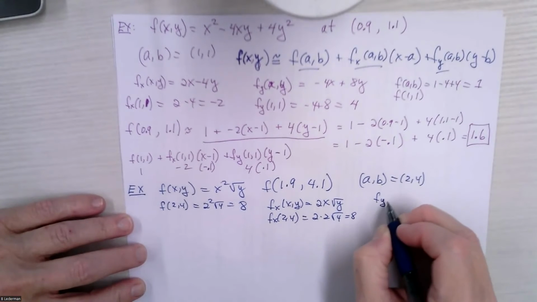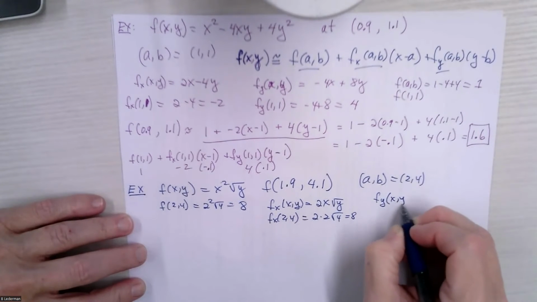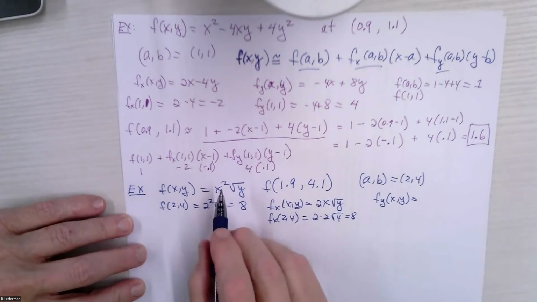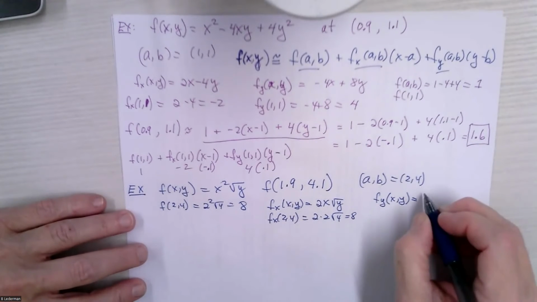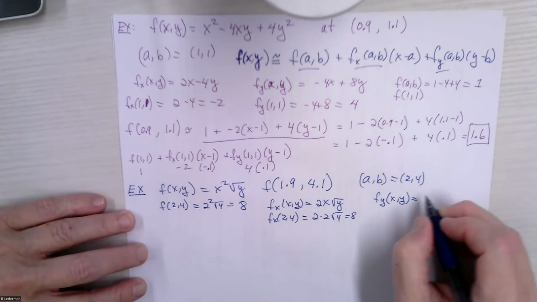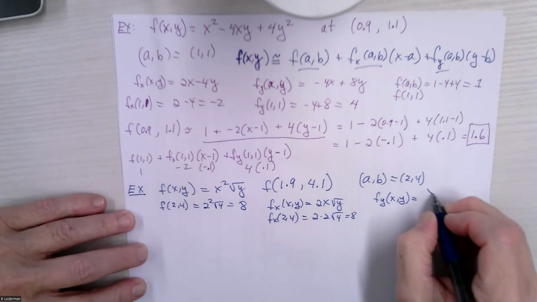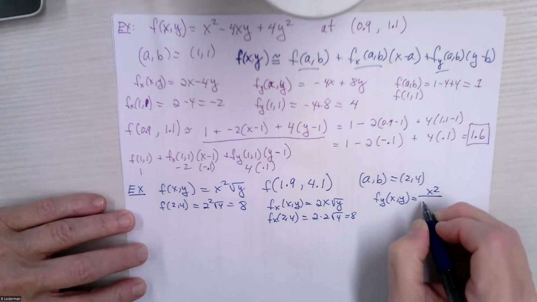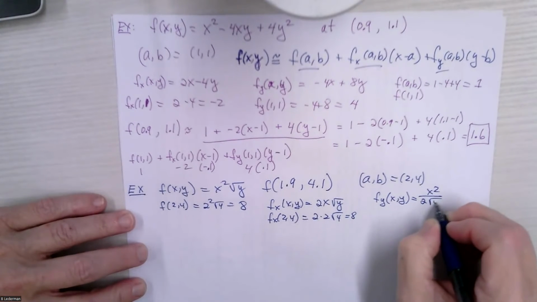And fy of x comma y, that's just equal to, again, the x squared is just a constant. So it's just x squared over 2 rad y.